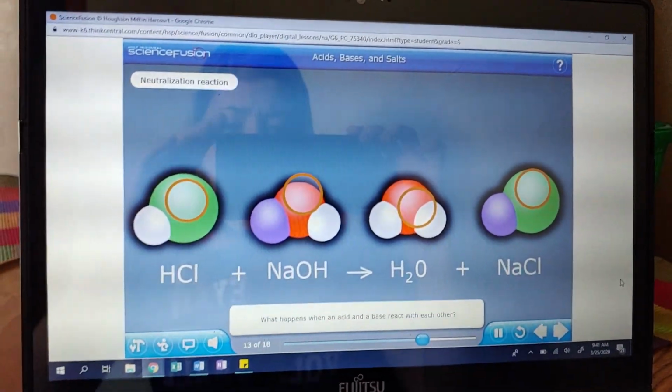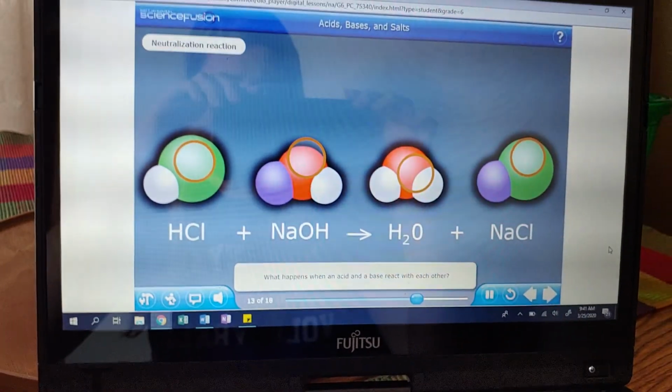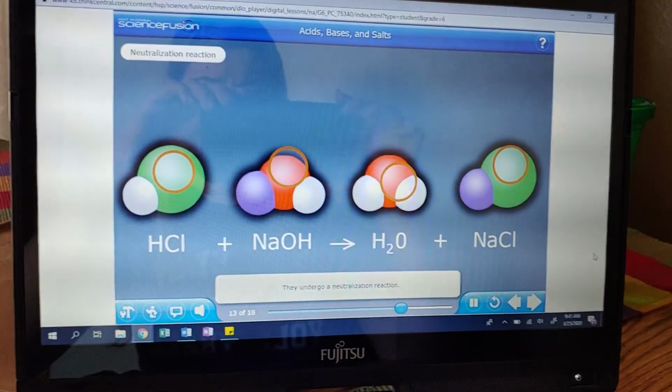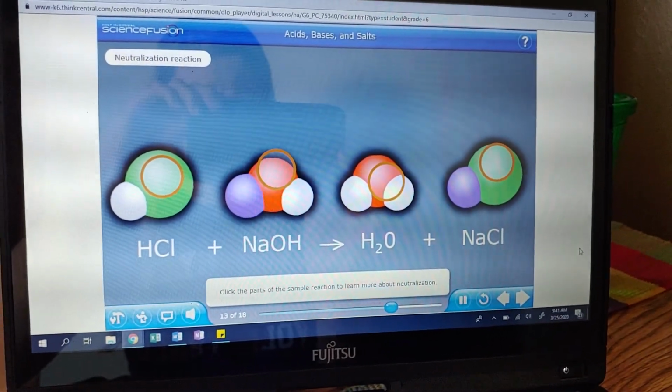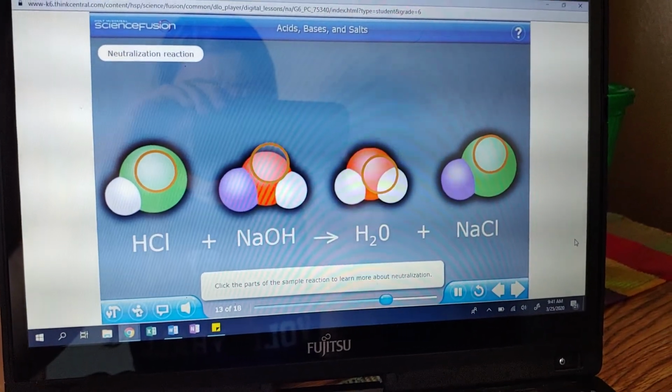What happens when an acid and a base react with each other? They undergo a neutralization reaction. Click the parts of the sample reaction to learn more about neutralization.